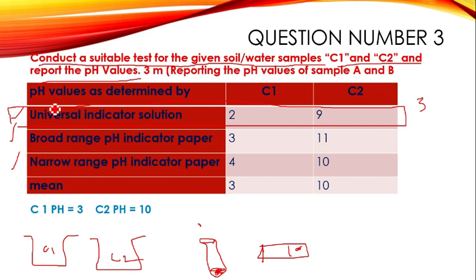Then if you have more than one type of pH indicator, then you have to do all types of pH identification. Then finally you have to take the mean value of those 3. That is the identification of pH. Here if you identify the correct pH value for C1, you will get 1.5 marks. Then 1.5 marks for C2, total marks 3.